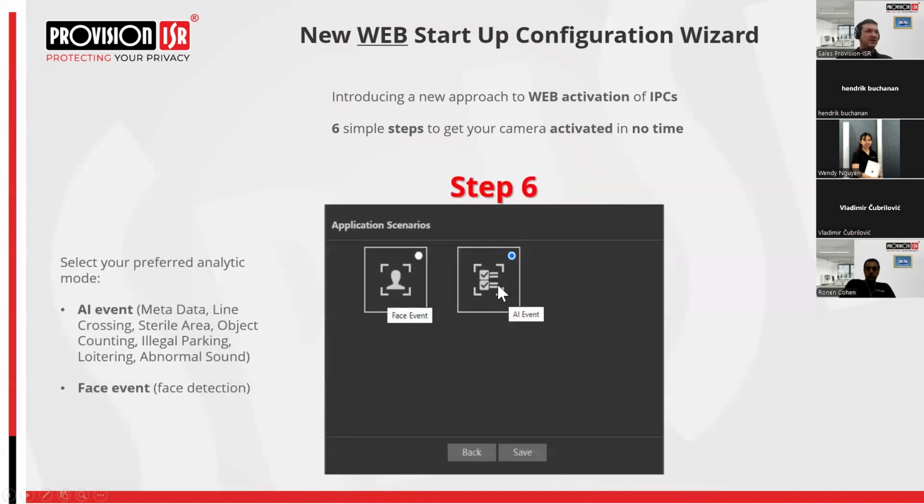So either an AI event, where you'll have the ability to enable metadata, line crossing, sterile area, object counting, illegal parking, loitering and more, almost all at the same time. Or if you need face detection, you can simply enable face event.